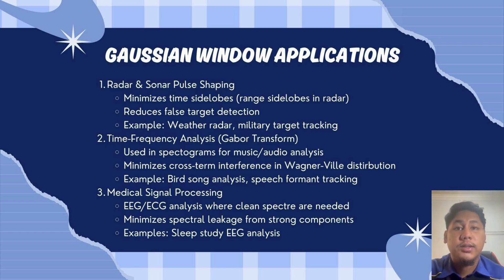Medical signal processing. In EEG and ECG analysis, strong signal components should not leak into neighboring frequency bands. Gaussian windows ensure clean spectra for accurate diagnosis. In sleep studies, they help distinguish different brain wave patterns without artificial frequency spreading.